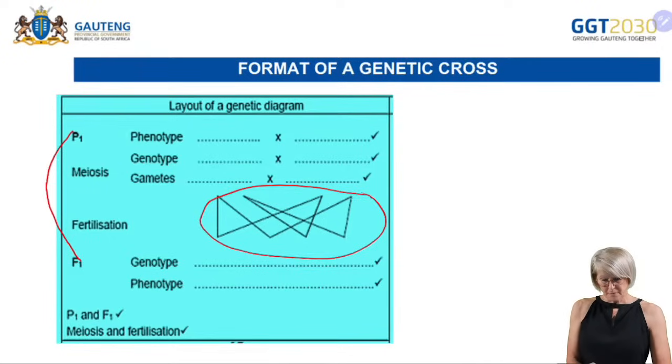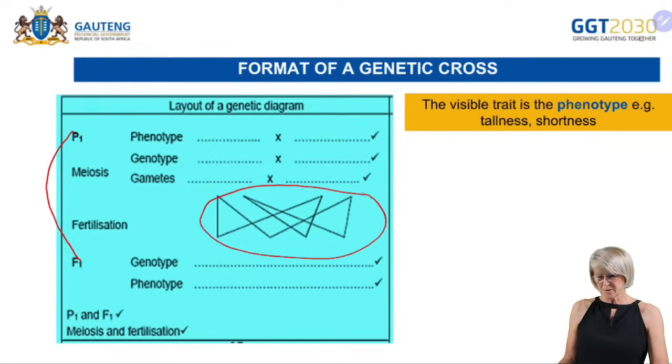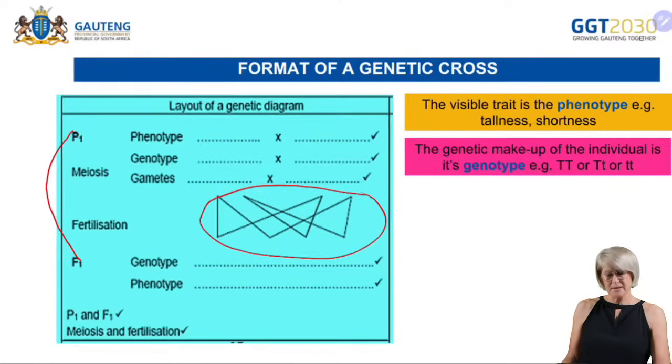Then we write out phenotype, and here that is usually, as we said, the physical, the visible traits. So for example, tall plants or short plants. Then we write out genotype, and that is, as I said, the genetic makeup of the individual.